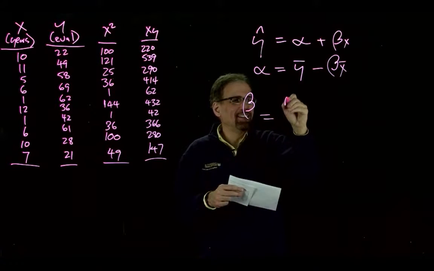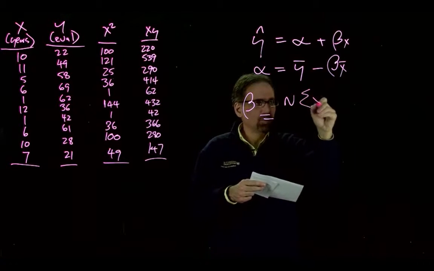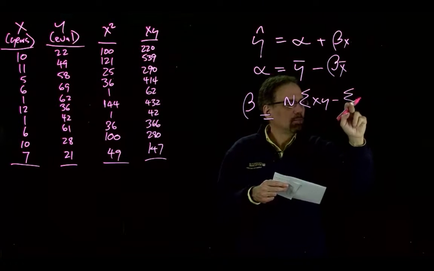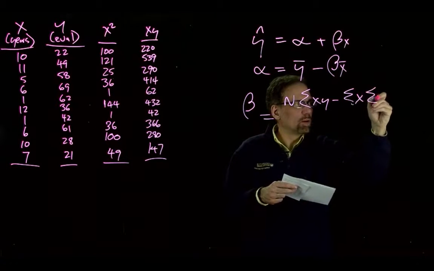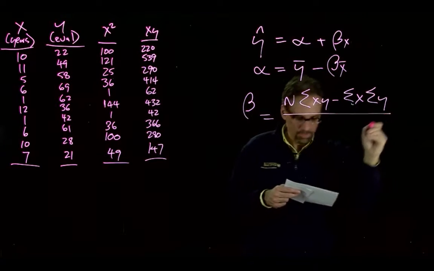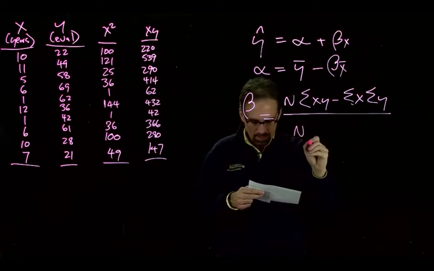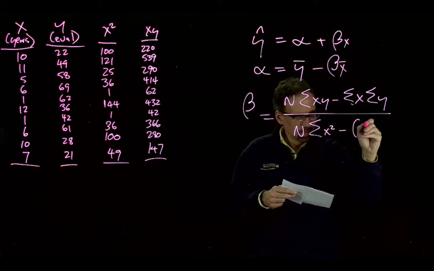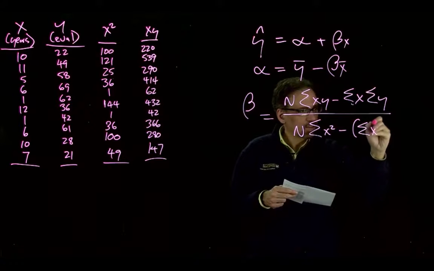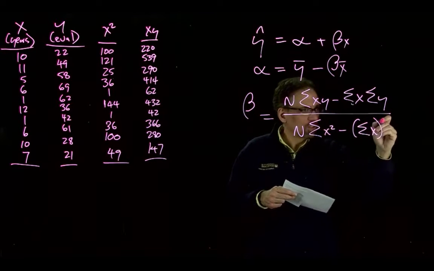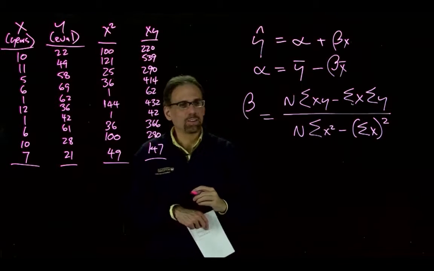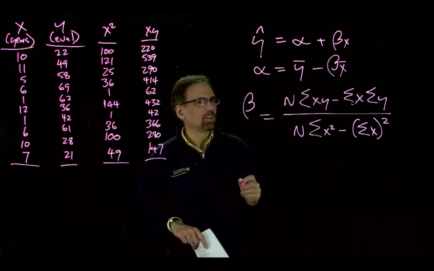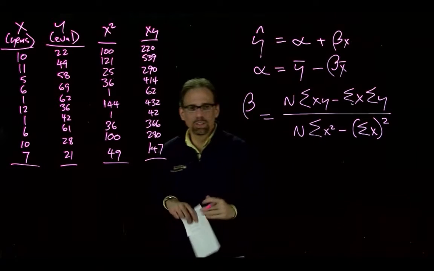Okay. It's n times the sum of x times y, okay, minus the sum of the x's times the sum of the y's. Okay. And that's divided by n times the sum of the x's squared minus the sum of the x's, sum them up first, then square them. Okay? Very simple. All we're doing is taking stuff from over here and sticking it in, sticking it in, sticking it in. Okay?